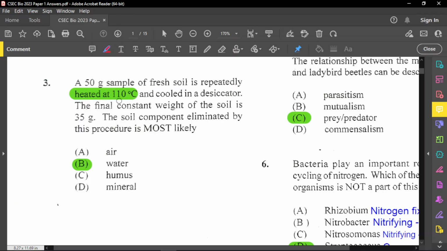For question number 3, it reads now that a 50 gram sample of fresh soil is repeatedly heated at 110 degrees Celsius and cooled in a desiccator. It said the final constant weight of the soil is 35 grams. The soil component eliminated by this procedure is most likely what?